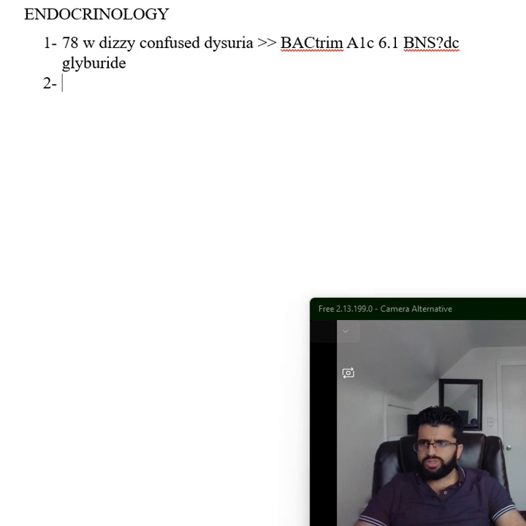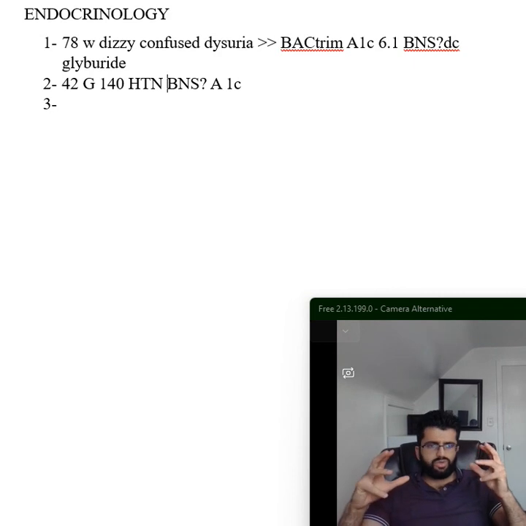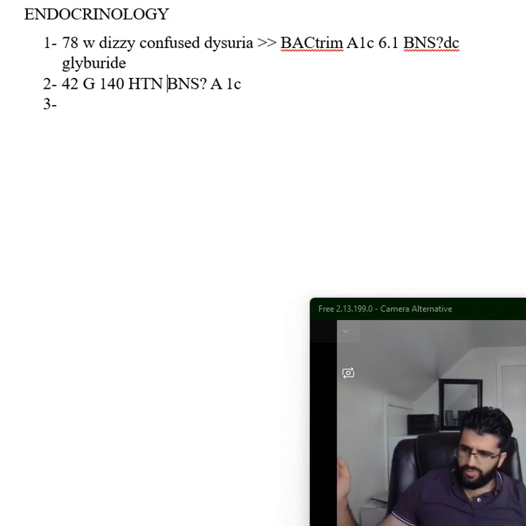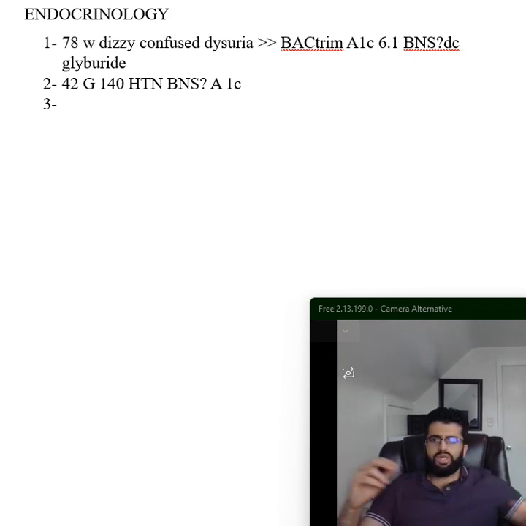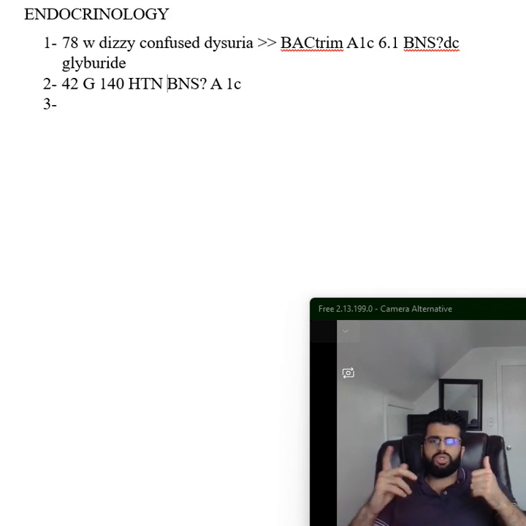Now this patient, 42, has hyperglycemia, like glucose 140, and they ask what's the best next step. You check the hemoglobin A1C, okay? That's pretty straightforward. And somebody with hypertension, like glucose 140 and hypertension, this is check A1C. The reason they ask this question is because they want to bring the discussion to what you would do, what is the workup for somebody with hypertension? So this is what you do.